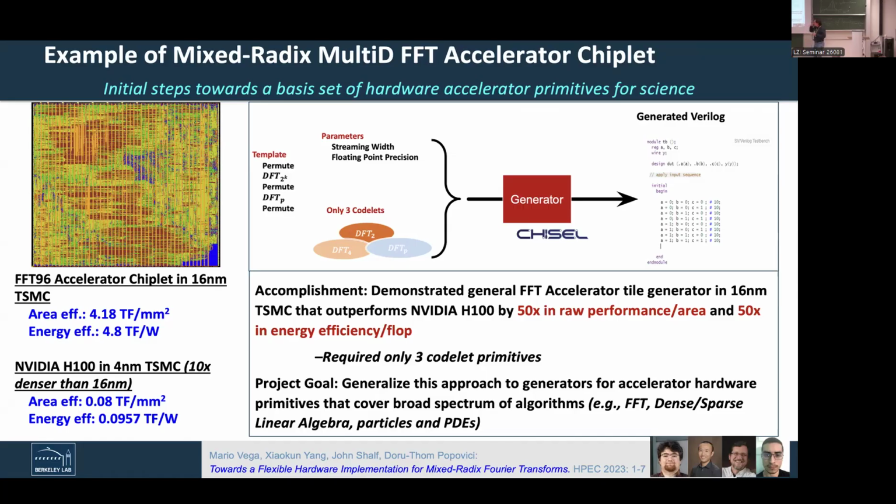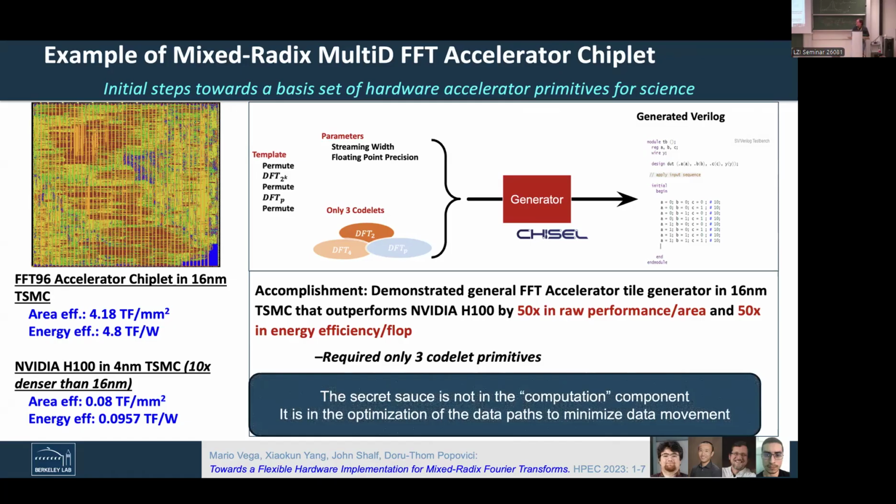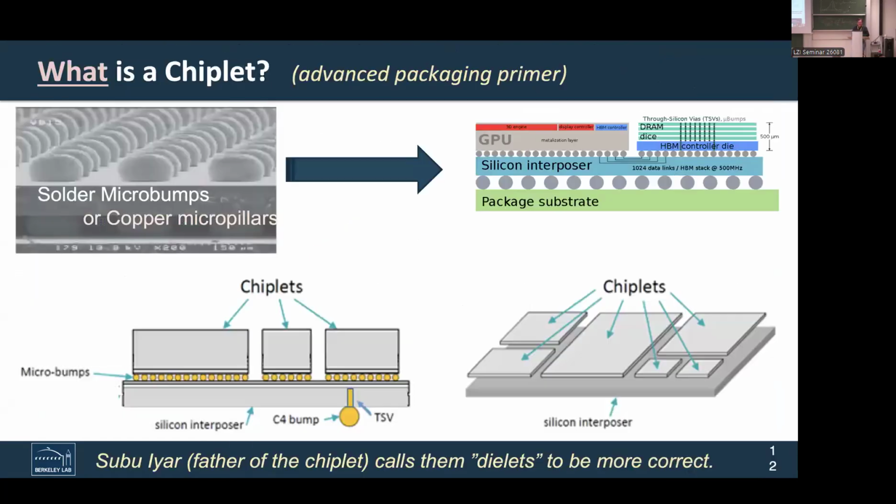I think that mixed precision arithmetic has to also be baked into this thing. So yeah, the secret sauce is the optimization of the data paths. Now I'm just going to say a few brief things about chiplets. People talk about them like there's some sort of magic going on. I just wanted to say that there is no magic.